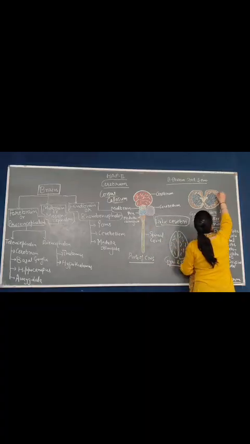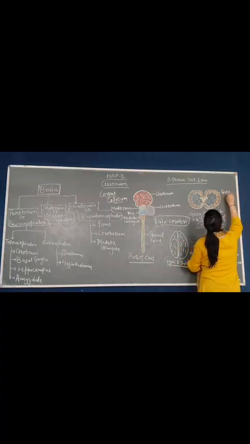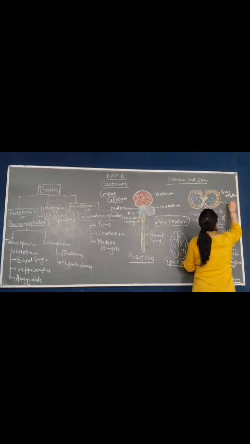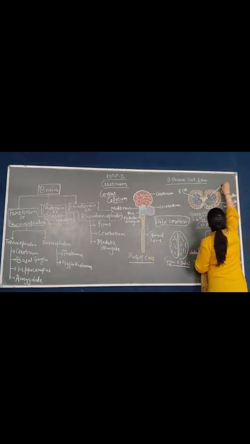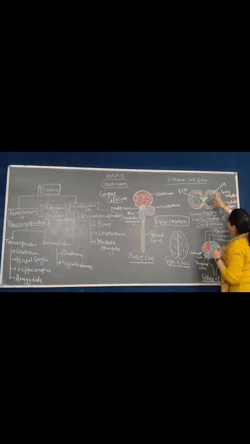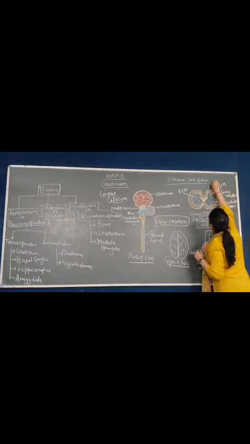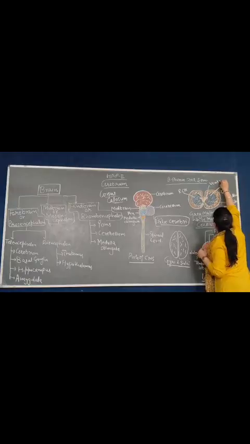So in this diagram, this is grey matter and this is white matter. This is the right cerebral hemisphere and this one is the left cerebral hemisphere. And this particular part shows the ventricles of the brain.